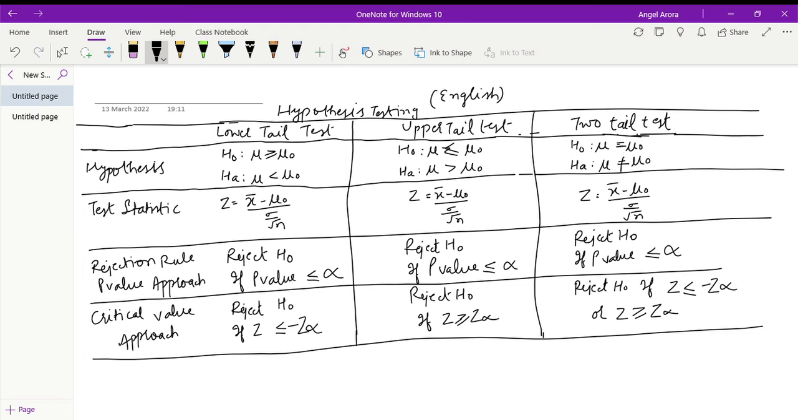So this is the table given in your book of hypothesis testing in inferential statistics. So this is the table. I am going to explain this step by step. But before that, in this video we are also going to learn how a hypothesis test can be conducted about a population mean and population proportion.